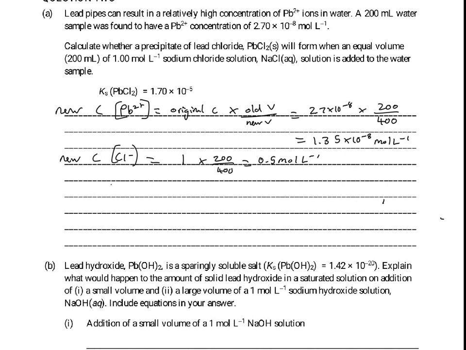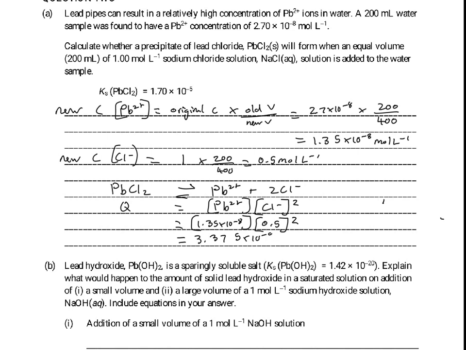Okay, your next step is to write your Ks expression or your Q expression. So lead chloride, when it dissolves in water, you form lead ions and 2 lots of chloride ions. So your Q expression is going to be lead ions multiplied by chloride ions squared. So concentration of lead ions is what you worked out up the top. Concentration of chloride ions is what you worked out up the top. And we square it, and that gives you a value of 3.375 times 10 to the minus 9.